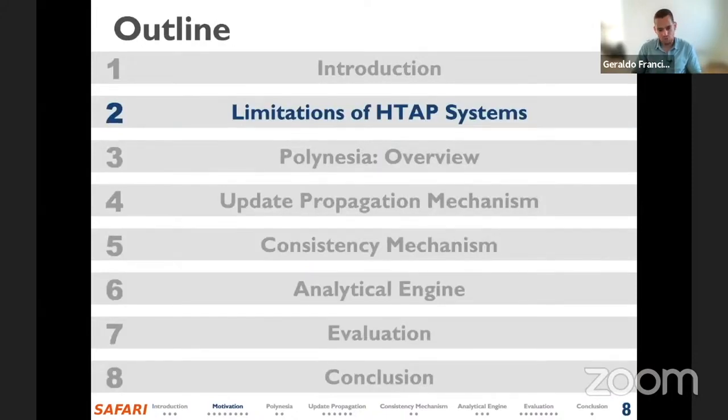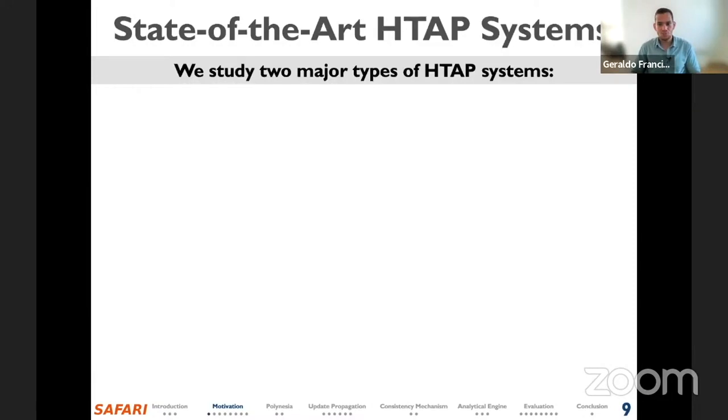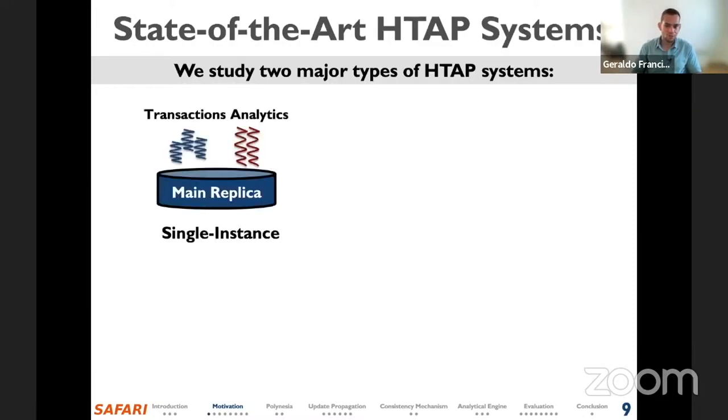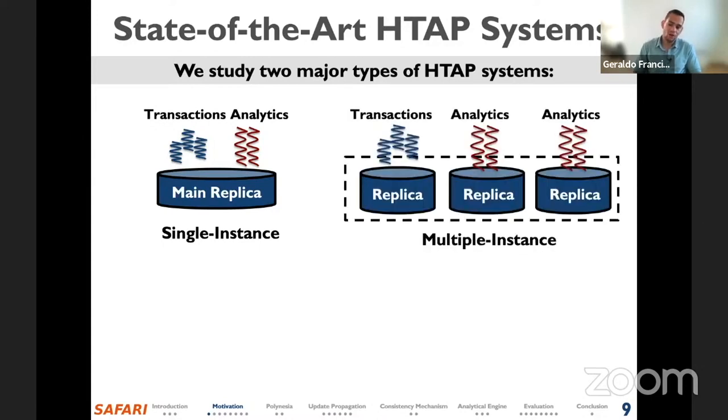So next, I'm going to talk more about the limitations of state-of-the-art HTAP systems. We studied two major types of HTAP systems. The first one is called the single-instance design, where both analytical and transactional workloads run on a single copy of the data. And then we also have the multiple-instance design, where each workload runs on different copies of the data. So transactional workloads run on one copy of the data, while analytical workloads run on a different copy of the data. We find that neither type can achieve all of the three desired HTAP properties.